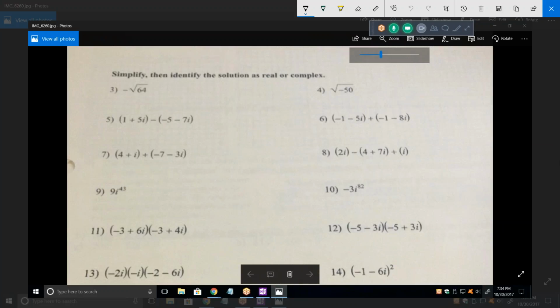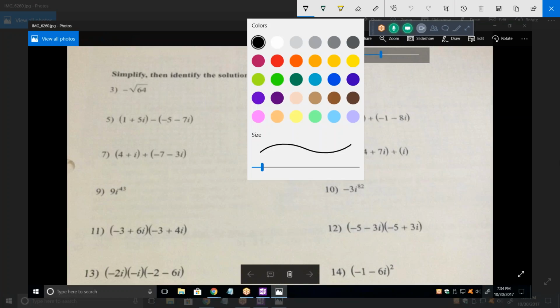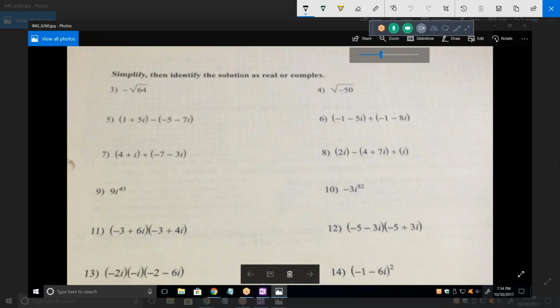So first do the radical part. What's the square root of 64? 8. That's the answer. All right.